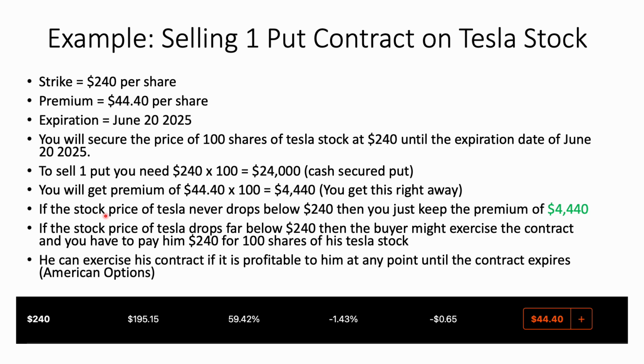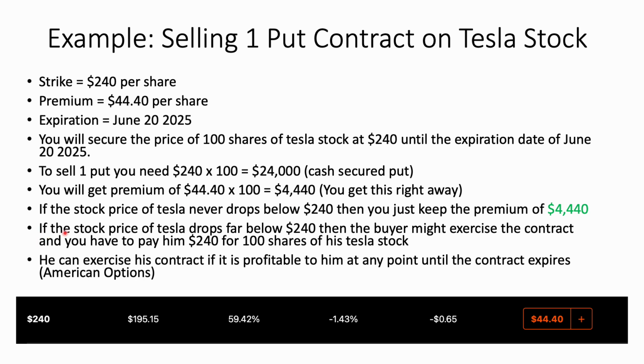If the stock price of Tesla never drops below the strike of 240, you just get to keep the premium. You just get to keep your insurance premium. You get to keep the $4,440. That's what we hope is going to happen. If you're selling the put, you're hoping the price of the stock, the market price, from the day you sold this contract until the day it expires, is going to stay above the strike. That's how we're going to get the money and not have to do anything.